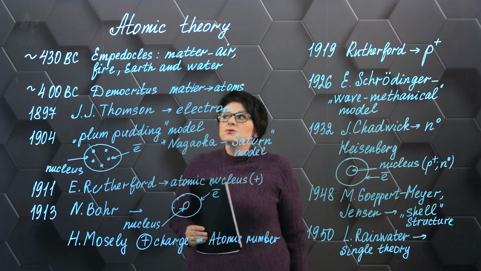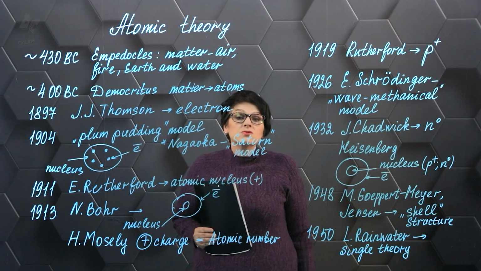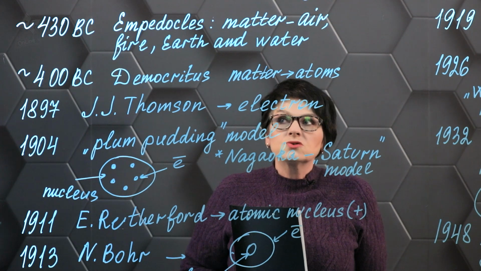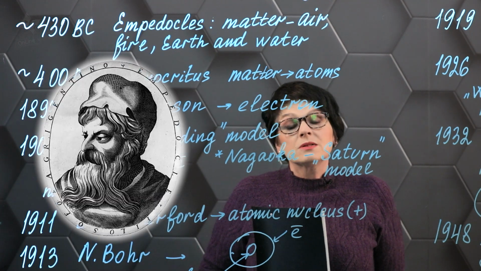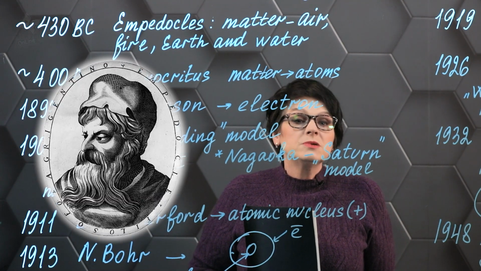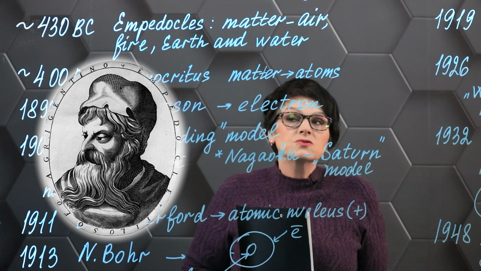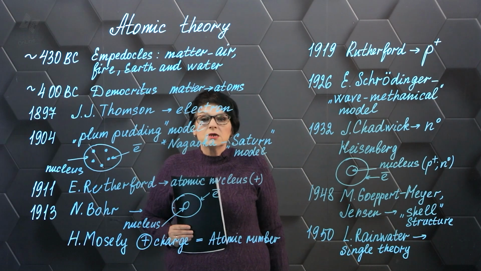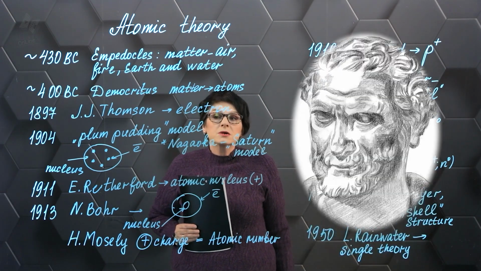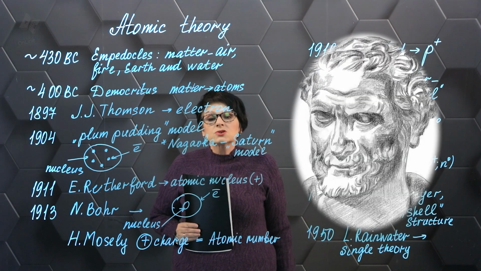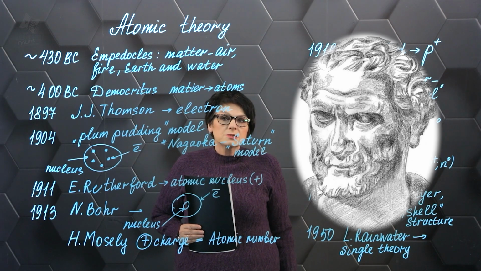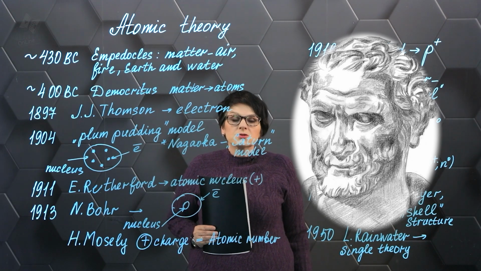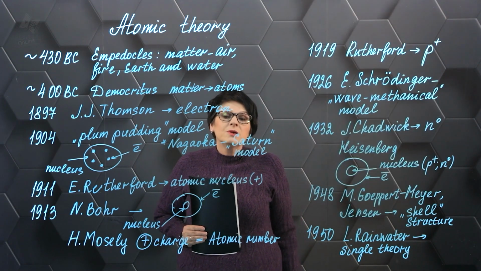So, to begin with, in 430 BC, the Greek scientist Empedocles imagined that matter could have the state of air, fire, earth, and water. Around 400 BC, Democritus, a renowned Greek scientist, put forth a groundbreaking theory regarding the constitution of matter. He postulated that matter is composed of minute particles called atoms. This concept at the time was considered quite peculiar.